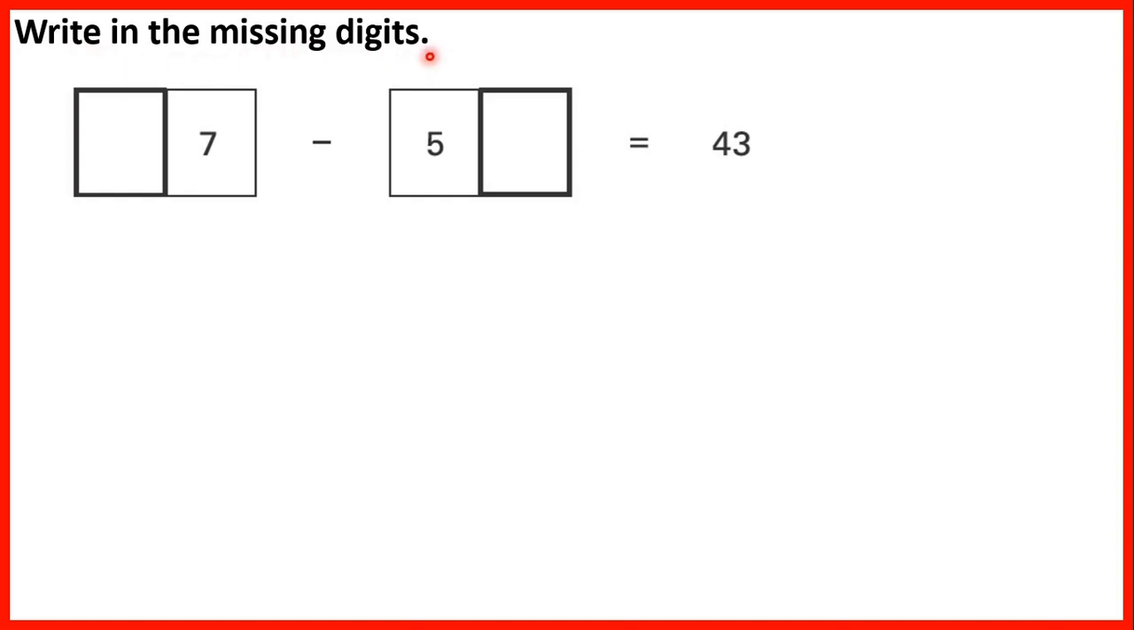Write in the missing digits. So let's set this question out as a column subtraction. With column subtraction, we start with our ones, so we have 7 minus something is 3. Well, 7 minus 4 is 3 because 7 minus 3 is 4. So this missing ones digit must be a 4. And then something minus 5 is 4. Well, 4 plus 5 is 9. So that means that 9 minus 5 is 4. So our missing tens digit is a 9 and our missing ones digit a 4.